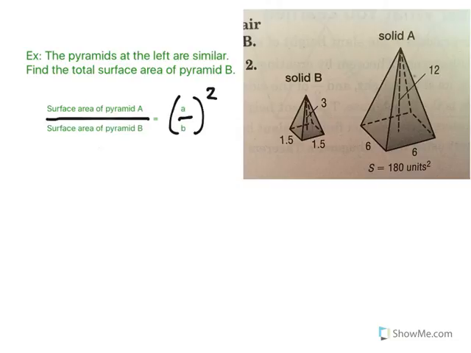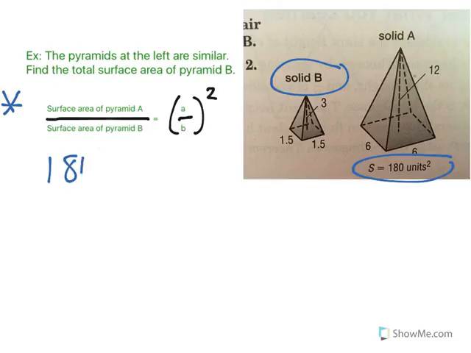Okay, so we're looking for this surface area. And we know that the surface area of A is 180 units squared. So I'm going to look at this formula here. I'm going to take the surface area of A divided by the surface area of B. Again, I'm setting up ratios. It's going to be equal to A over B, squared. And again, it's squared because we're solving for area. So let's break this down. I know the surface area of pyramid A is 180. I do not know the surface area of pyramid B, so I'm just going to put B in for that. I'm going to set that equal to A.